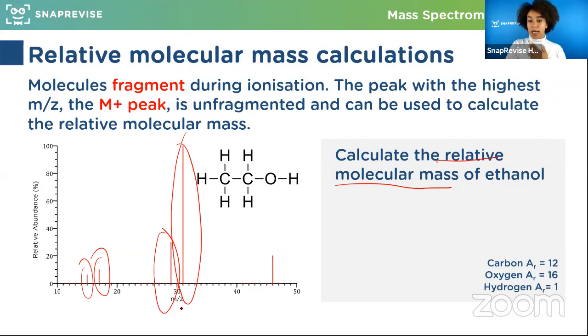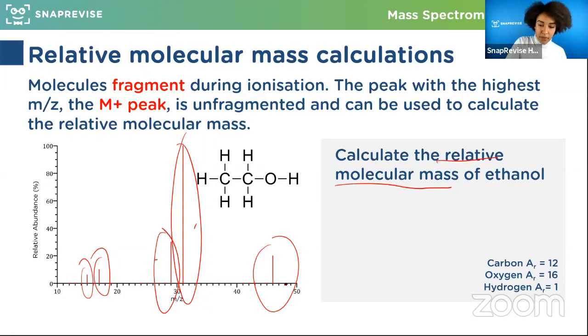As I was saying, because we've got this fragmentation, that's where we get all of these random other peaks from. So the only peak you want to look at when you're calculating relative molecular mass is the last peak, because that's the one that's only had an electron knocked off and it hasn't been broken up into any pieces.